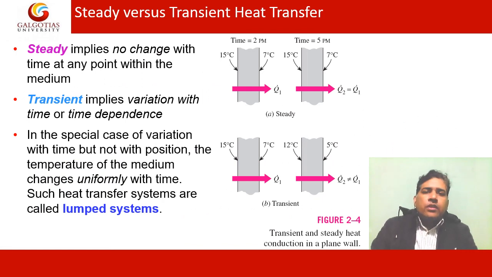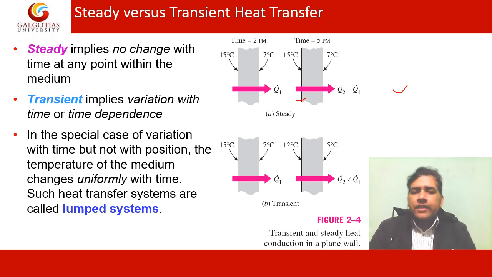Okay, so now let us first understand the difference between steady state heat transfer and transient heat transfer. This is a very important concept that you should understand. Steady implies that there is no change with respect to time at any point within the medium. For example, as you can see in this figure, let's say at 2 p.m. the temperatures of the surfaces were 15 degrees Celsius and 7 degrees Celsius, and the heat transfer rate between them was Q1.